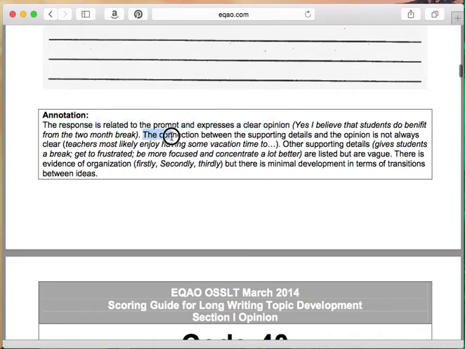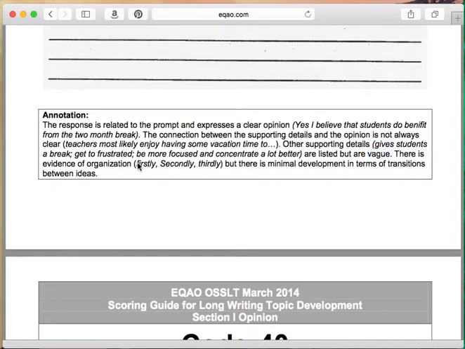EQAO evaluators were able to get the connection between the supporting details and the opinion, but they said that it wasn't always clear, and the supporting opinions were frequently vague. Remember that wording. Sufficient, specific details, which is the opposite of vague.